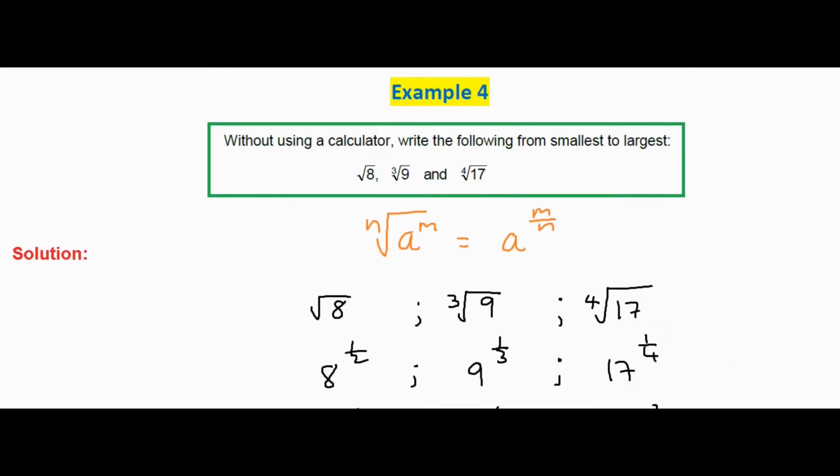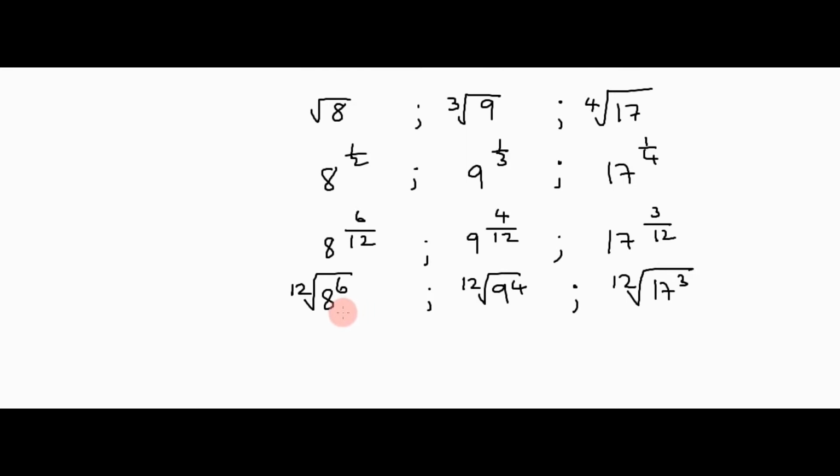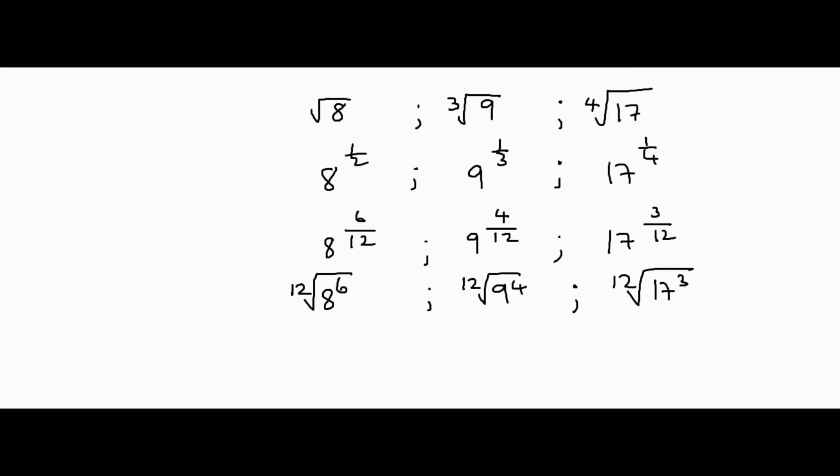Now, the question says without using a calculator, but we are allowed to use a calculator to do the arithmetic, so we want to see what it comes to under the surds. So let's do that. 8 to the 6 is 262,144, and it's the 12th root of this number.